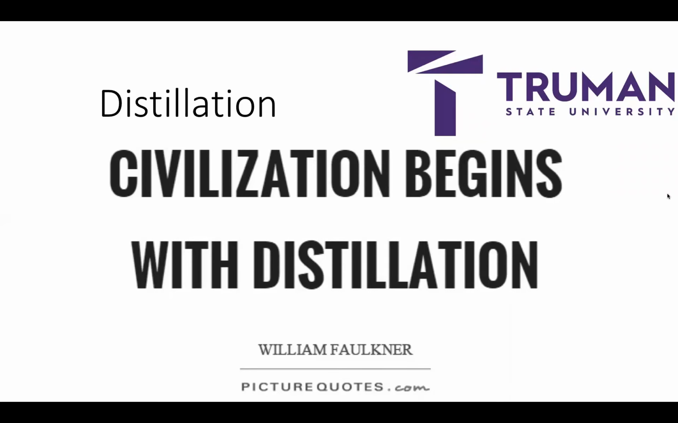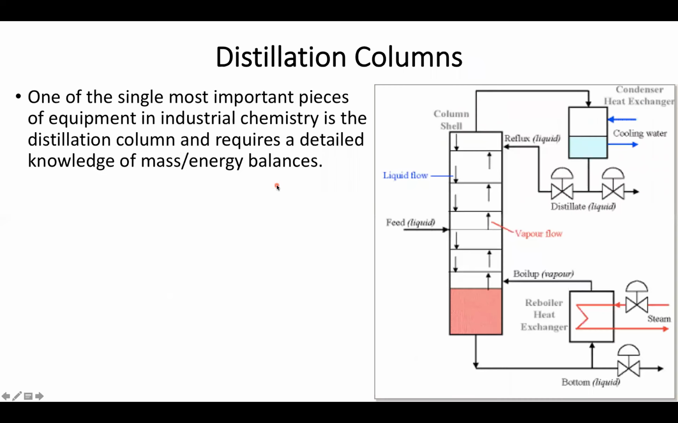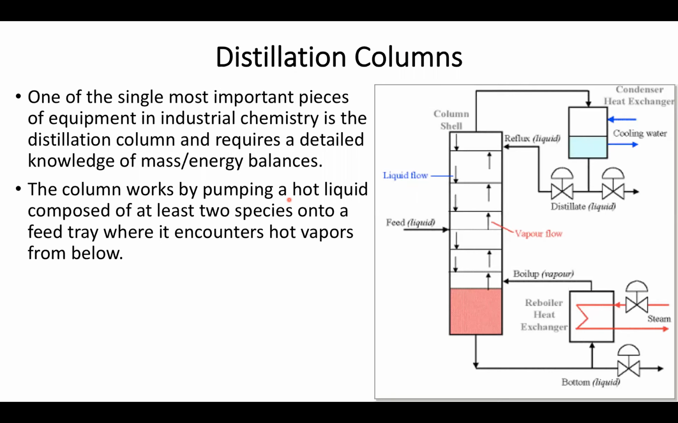So, again, as I've been talking about frequently so far, distillation is probably one of the most important apparati in the entirety of industrial chemistry, as it stands in for the vast majority of separation schemes. But it does require a detailed knowledge of mass and energy balances and being able to combine these two in order to build a real operating column. So let's go ahead and talk about how a column's actually set up.